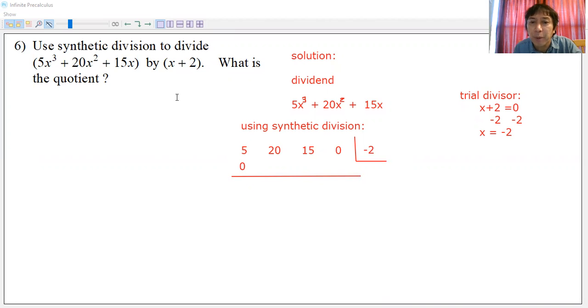So remember, if you're starting your setup with synthetic division, you will have to write all the coefficients from the highest degree to x to the 0. So if you don't see a number, you have to write a 0. Because this is only 3, 2, 1, and this is supposed to be a numeric value for the x to the 0. That's why we provided a 0 there.